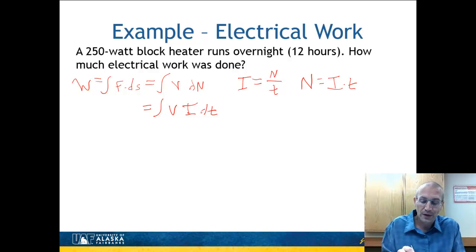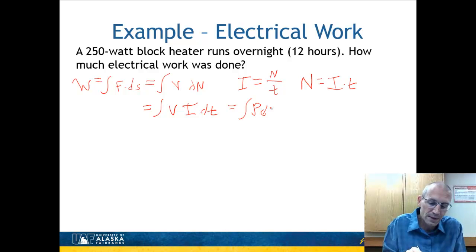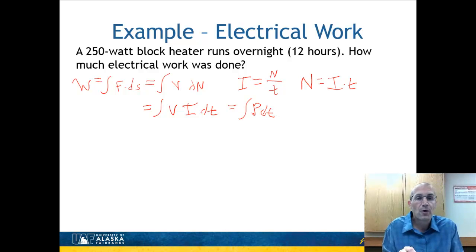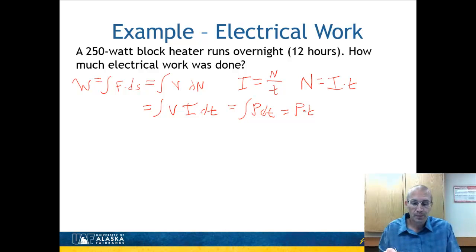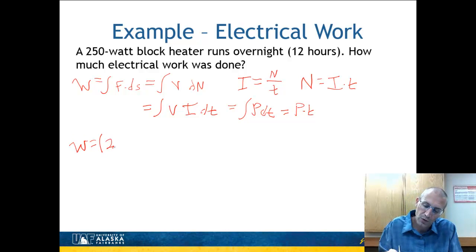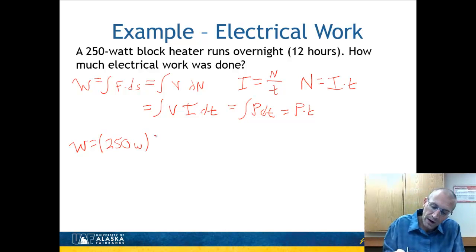The voltage times the current is the power. So now what I'm doing is I'm integrating the power dt, and the power, if it's constant, in this case it is at 250 watts, this becomes simply the power times the time. So let's go ahead and calculate what that is. The work is the power, so we have 250 watts. The amount of time is 12 hours.